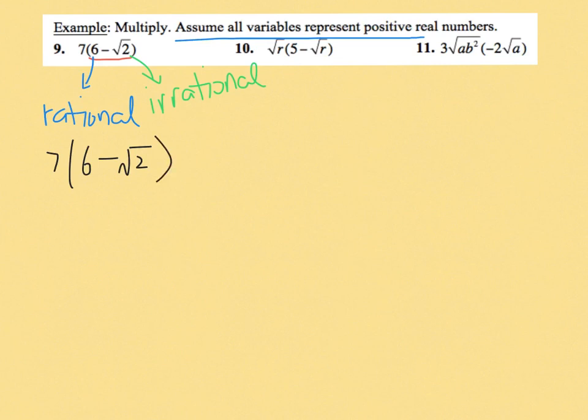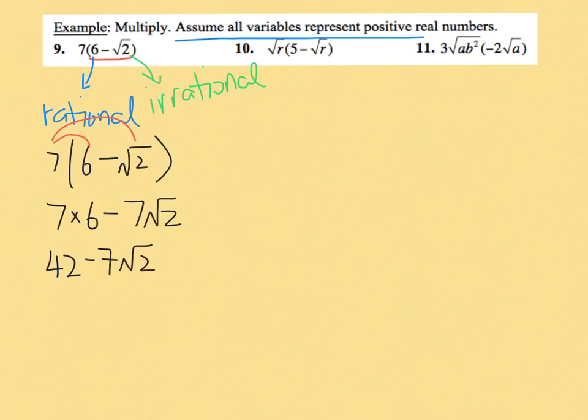So it's like a small rainbow and a big rainbow here. So 7 times 6 minus 7 root 2. So the answer will be 42 minus 7 square root of 2. Now again, there are two terms here. One is a rational term and one is an irrational term. So that's the answer. You can't combine them further.